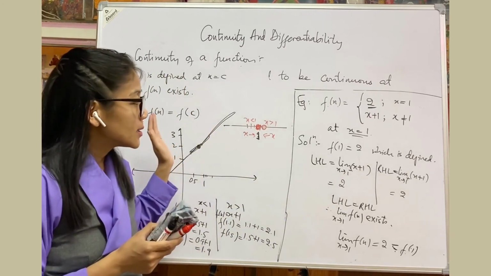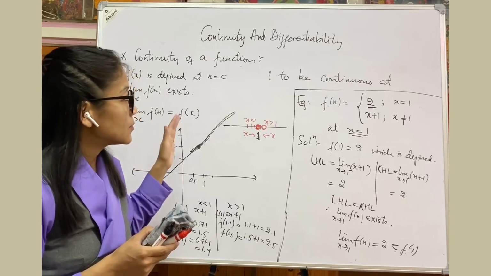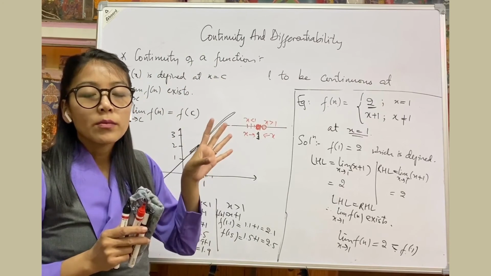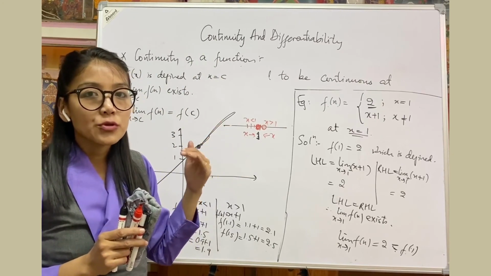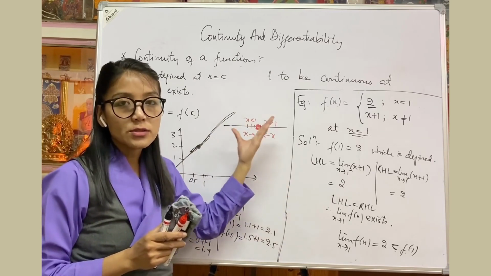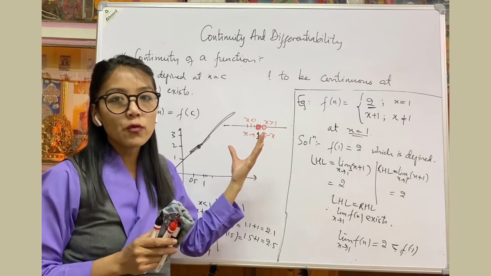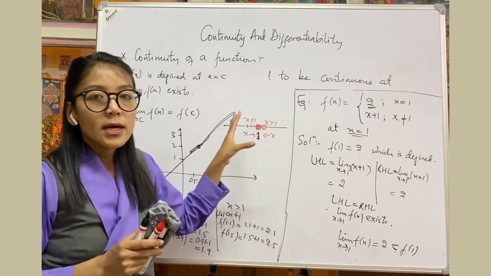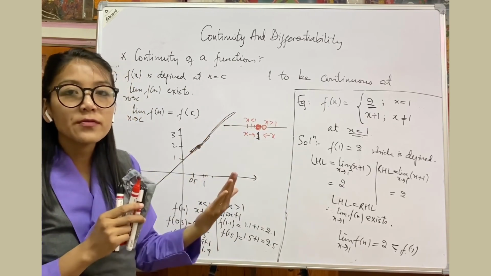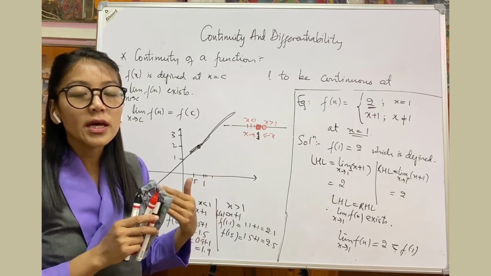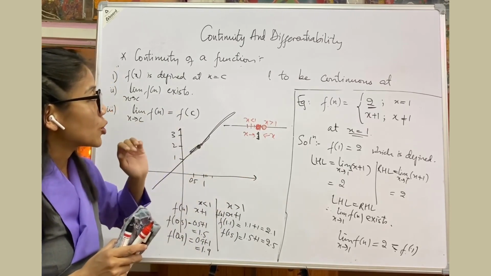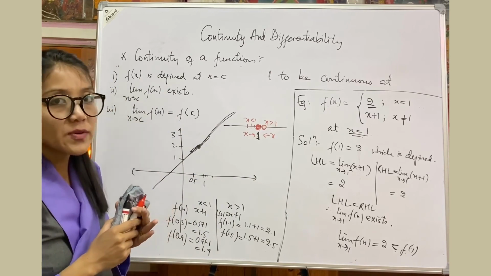So from this chapter, continuity and differentiability, in the board exam there will usually always be one question of this topic, continuity, which will be of 4 marks. So this is one important topic if we consider the syllabus or the marking distribution. And also it is very simple.